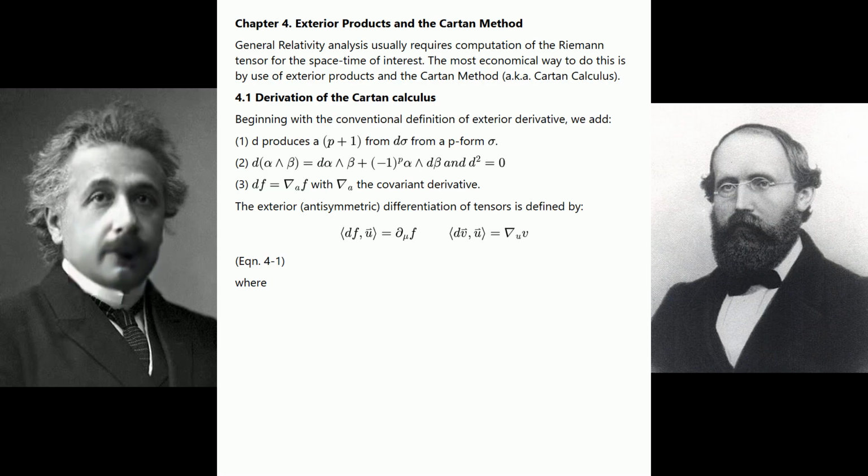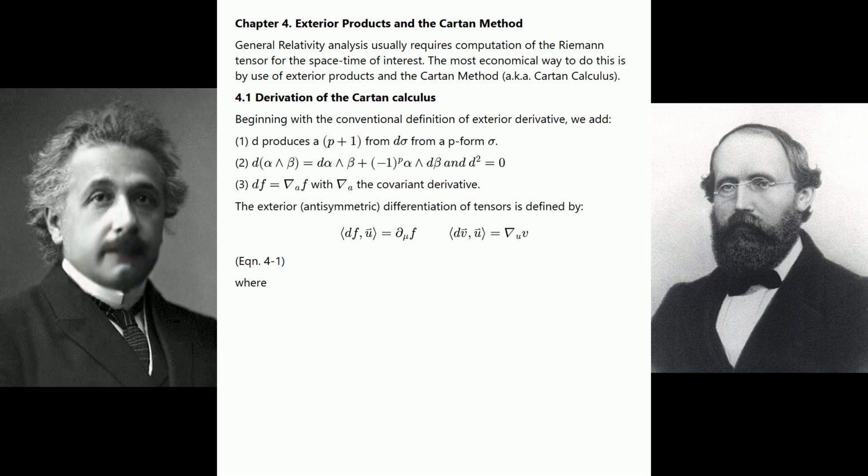For point 1, derivation of the Cartan calculus. Beginning with the conventional definition of exterior derivative, we add: 1. d produces a p plus 1 form d sigma from a p-form sigma. 2. d of alpha wedge alpha equals d alpha wedge alpha plus (negative 1) to the p times alpha wedge d alpha, and d squared equals 0. 3. df equals gradient sub a f, with gradient being the covariant derivative.